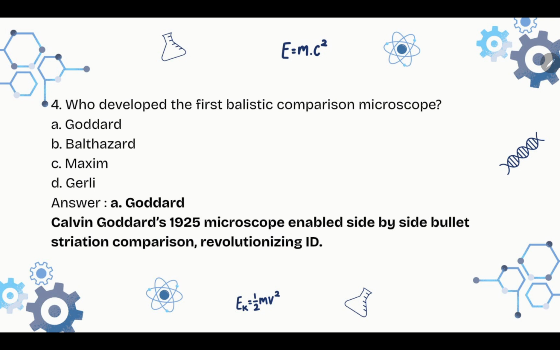Fourth, who developed the first ballistic comparison microscope? The correct answer is option A, Goddard. Calvin Goddard developed the ballistic comparison microscope in 1925, which enabled side-by-side comparison of bullet striations.